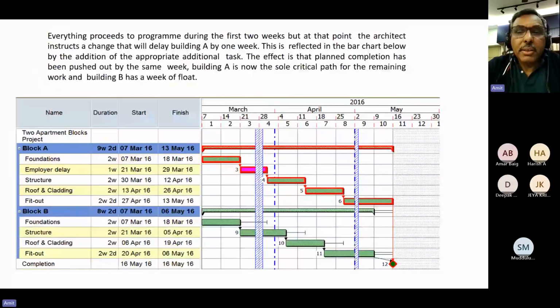Now, in the first week, there is a delay because the architect instructs certain variation. He instructs this variation only in the first block A. So what happens is block A has a delay of 1 week, but the contractual completion date is for both the blocks, both the buildings. So therefore, now building B automatically gets a float of 1 week, and building A becomes the critical path. Now the contractor cannot afford any delay on building A, but he has a cushion on building B. Even if he delays building B by 1 week, doesn't matter.